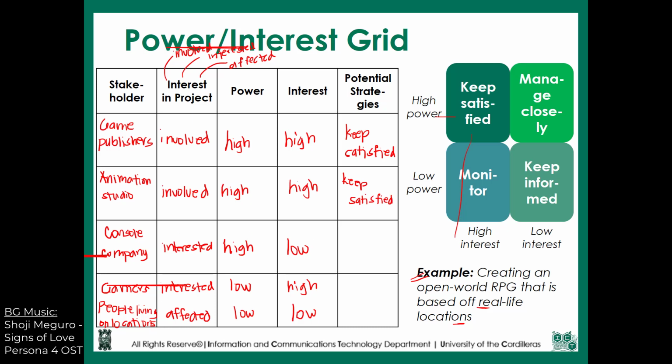For the console company, you have high power, however low interest. So with that one, we're going to have to manage them closely. For the gamers, they tend to have low power, however high interest, so it's necessary for us to monitor them. And then people living on locations tend to be low power, low interest, so we just have to keep them informed.